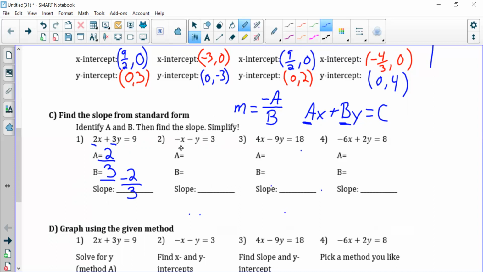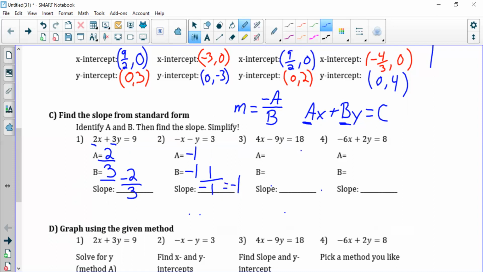All right, let's continue on. A for the next example is negative 1. B is negative 1. So I want negative a. Well, it's already negative. So what happens when you make a negative negative? It turns it positive. So I've got a positive 1 over b, which is negative 1. So 1 over negative 1, that means my slope here is just negative 1.